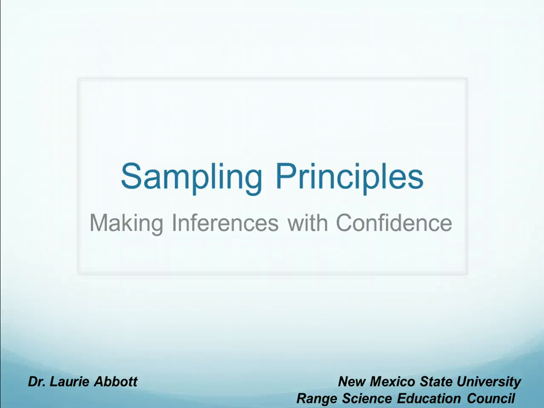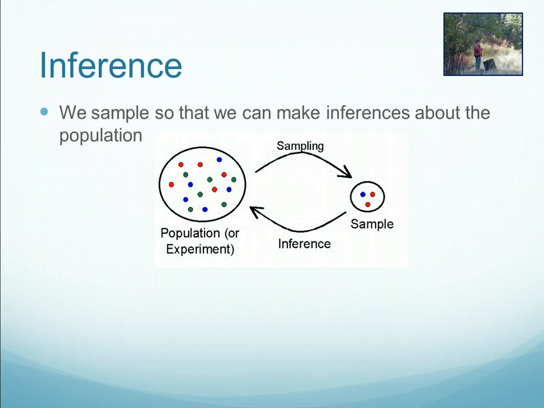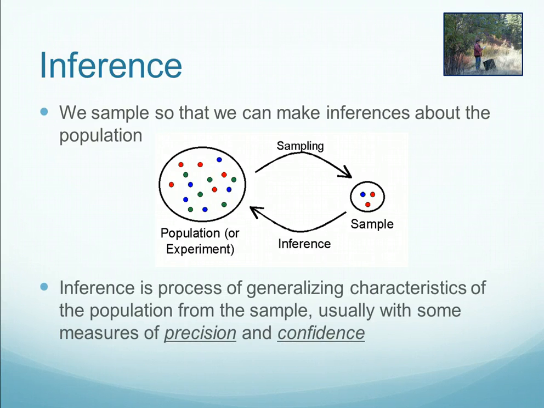Sampling principles, making inferences with confidence. We sample so that we can make inferences about a population of interest. Inference is the process of generalizing characteristics of the population from the sample, and usually we make our inference with some measure of precision and confidence.